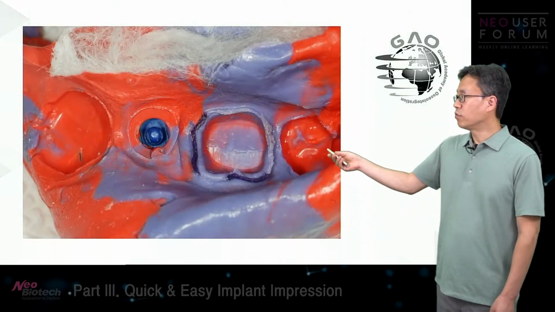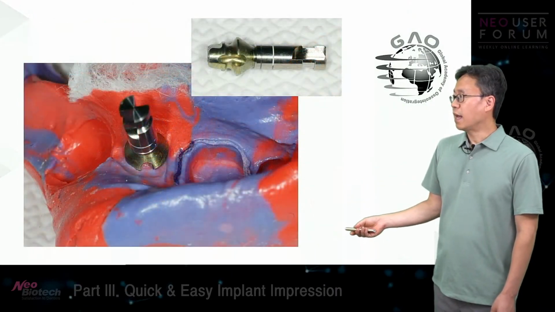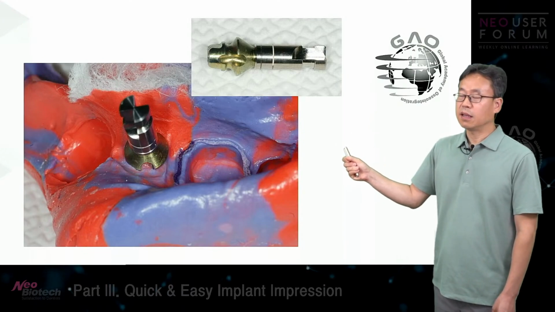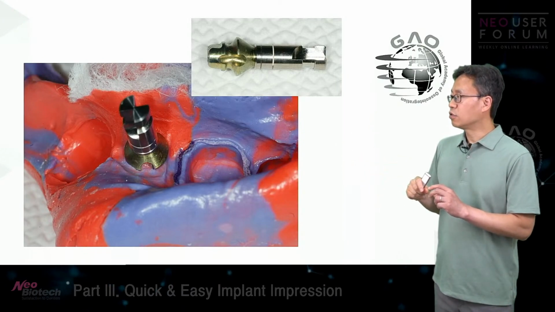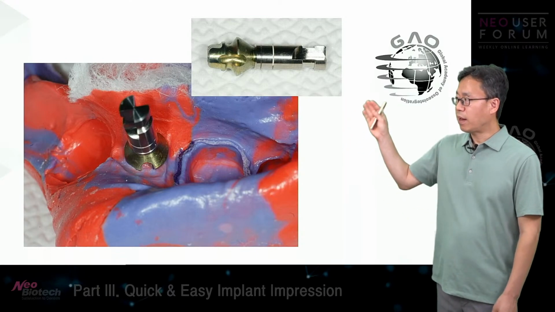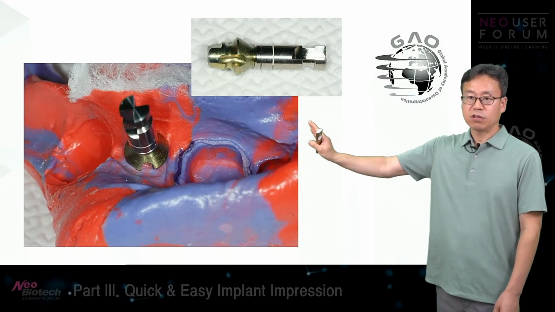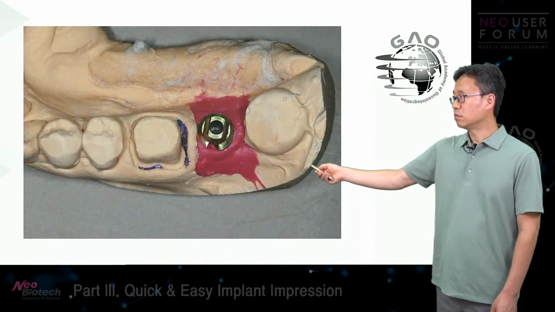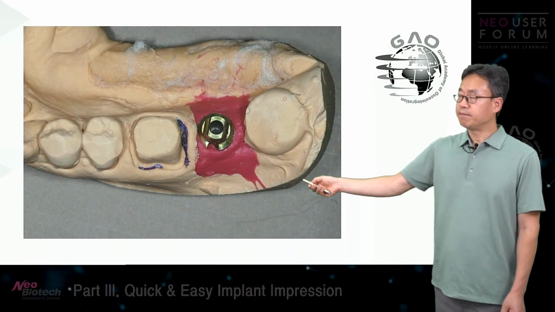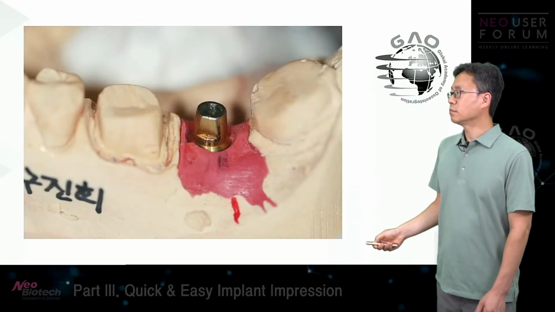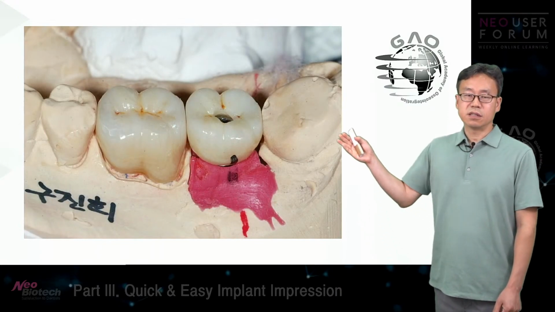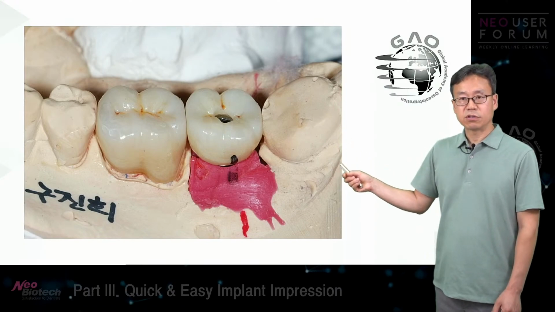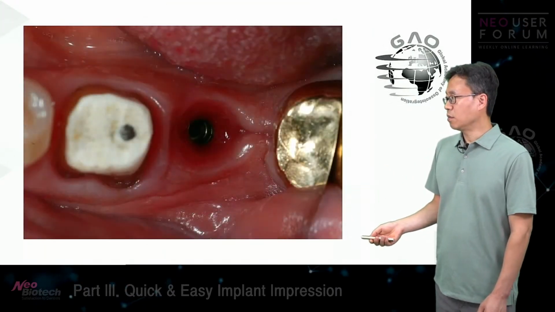So what you need to do from now is get another, the same impression body, connect it to the lab analog, and just place it backwards into the impression cap. And then pour the stone. And this is what you get. And this is how I made those two zirconia crowns, one for the natural tooth and the other for the implant.